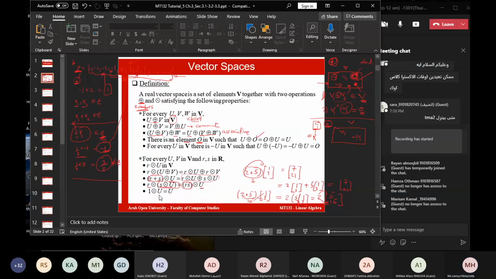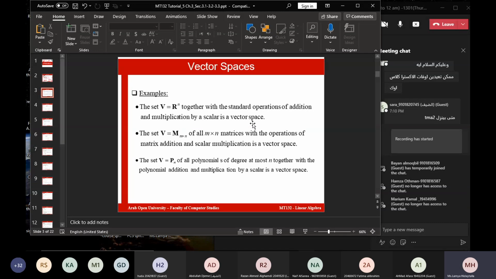The last thing, if you multiply this vector by the number 1, you should get the same vector. Clear? If all these 10 conditions are satisfied, then this set with these two operations defined on it, we call it a vector space. And now he gave you here some examples. To prove it's a vector space, you need to prove all the 10. Here he gave you something, and now you can take it as theorems.